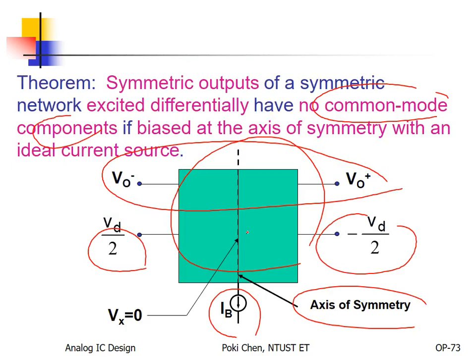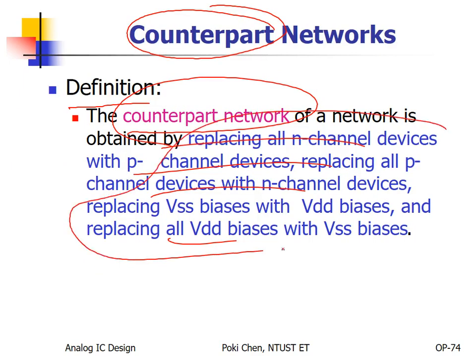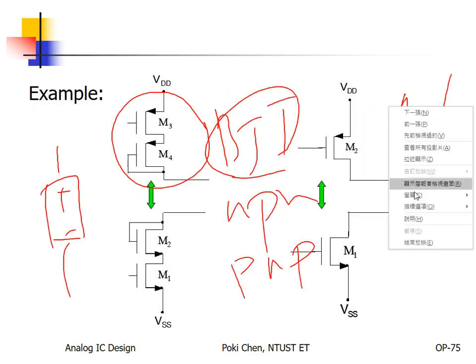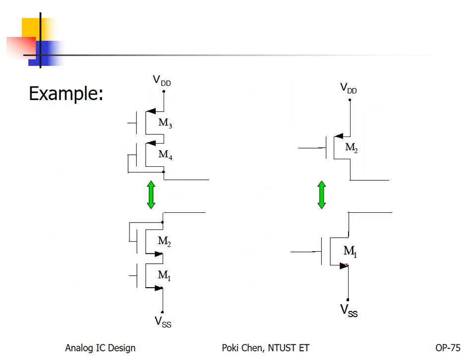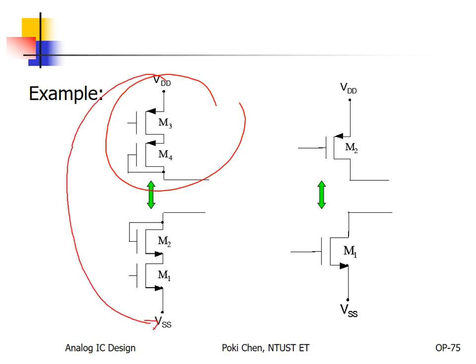That is what the definition says for counterpart network, but I think that is really hard to understand. Allow me to show you the real case. Okay, so see, this is the original one. And what is counterpart? You just flip it down. Okay? I mean upside down. So VDD becomes VSS. M3 becomes M1, M4 becomes M2. And also, they are PMOS right now. They become NMOS. That's it.